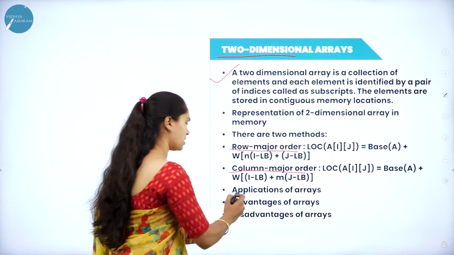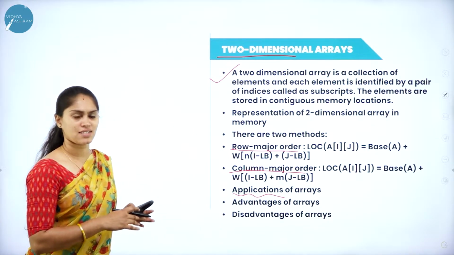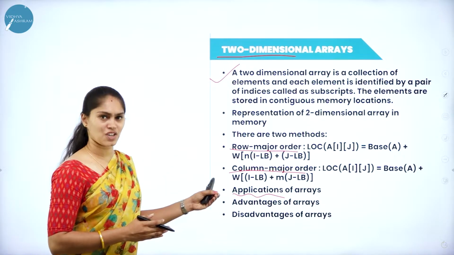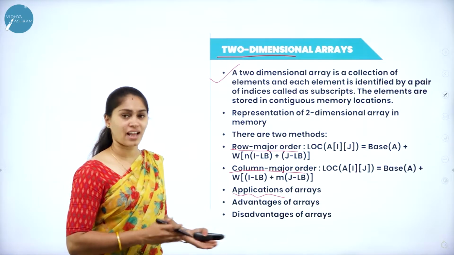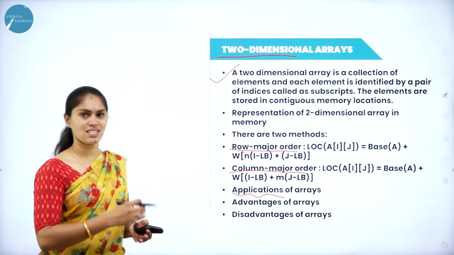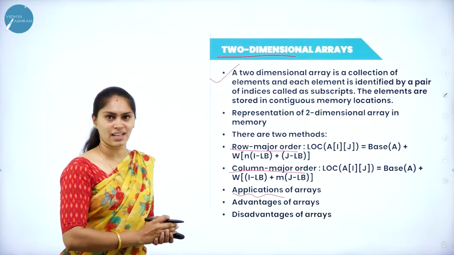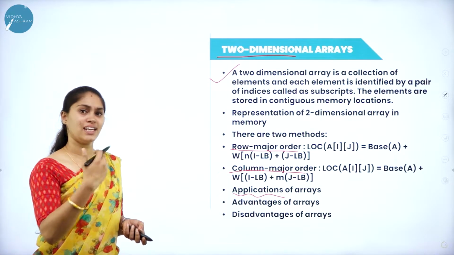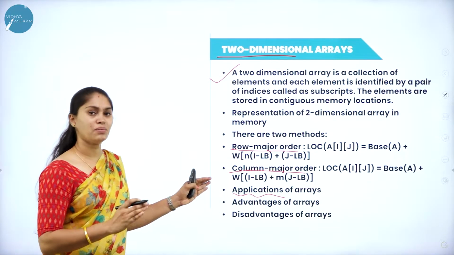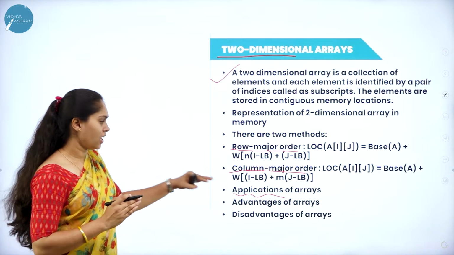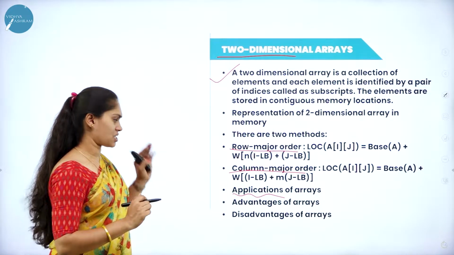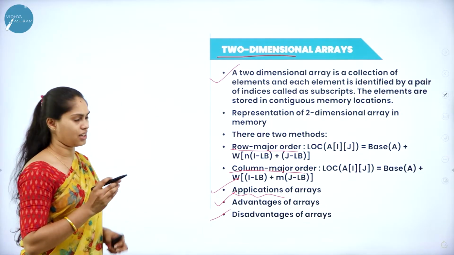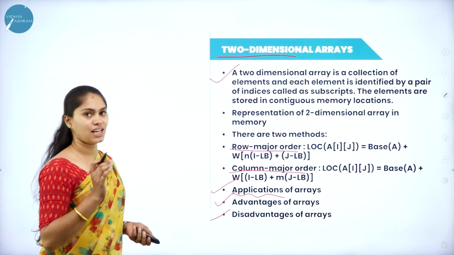Next, we have to concentrate on the applications of arrays. On what basis or in what field are we going to use arrays? That is the application. Understand, application is different from advantages. Advantages means what benefits I can get from this data structure. Application means in what field, in what sector I can use or implement this particular concept. So there is a difference between applications and advantages. So understand application, advantages and disadvantages. This is what you have to learn in the arrays topic.